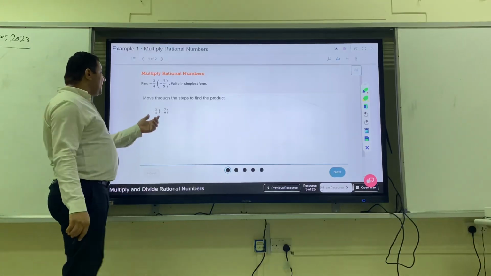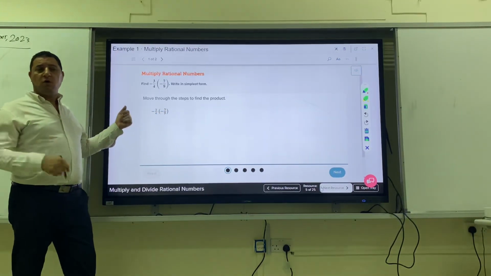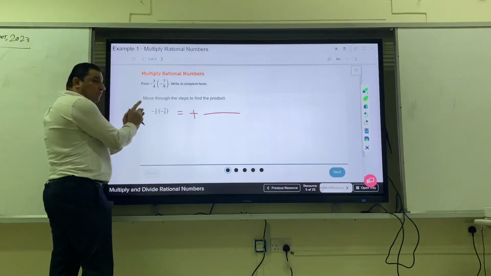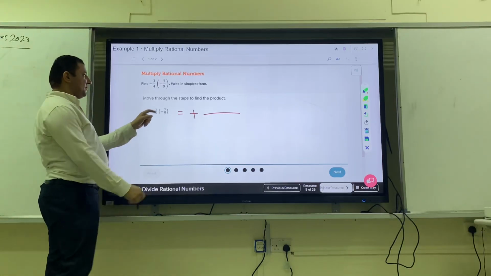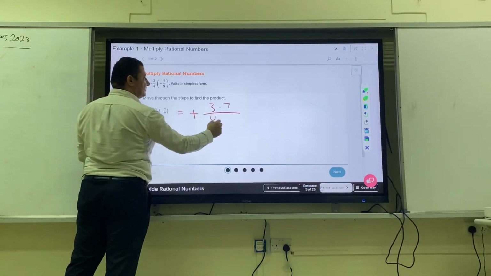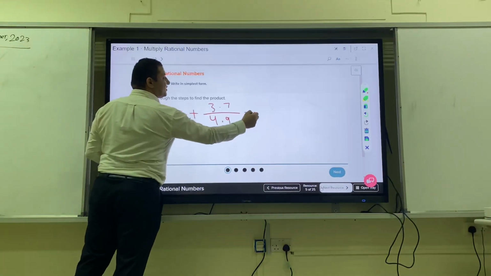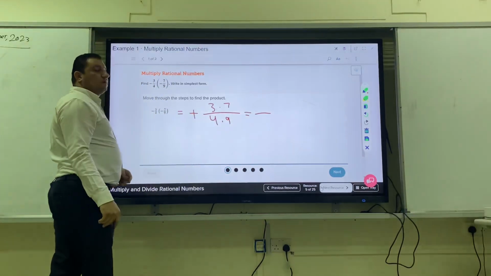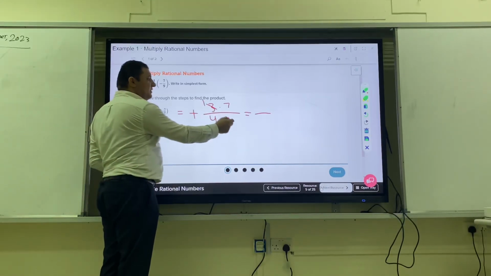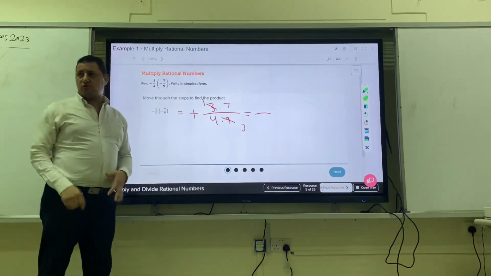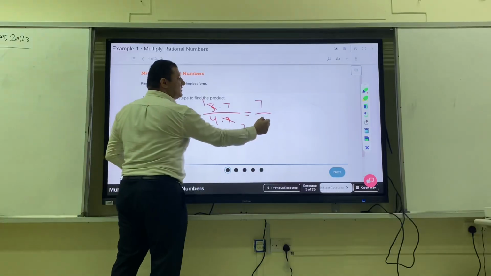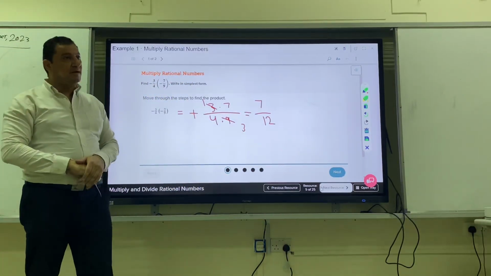Now, how many negatives do we have in this expression? It's 2, so the answer is positive. The answer is just the multiplication of the numerators, 3 times 7, and the denominators, 4 times 9. Before I do so, I realize that there is a 3 in 3 and 3 threes in 9, to make it easier. So 1 times 7 is 7, and 3 times 4 is 12. That's my answer. Simple, easy.